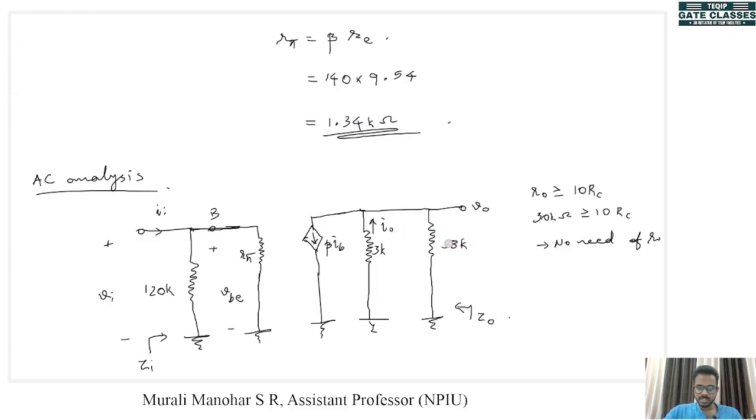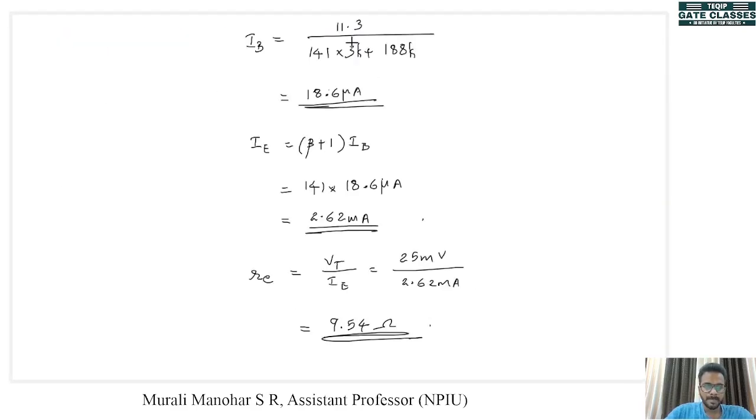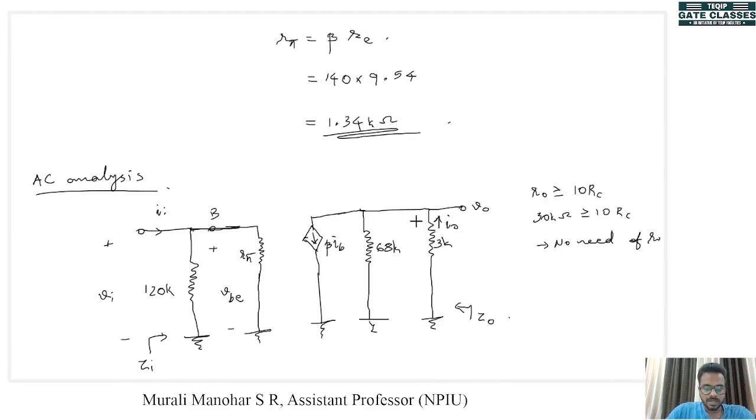I think I should change this for better understanding. So let's put 68K here and 3K here. Okay, so I out is flowing here, and when we look from this side we have Z out. So we have already found RE, that was asked in the question. Next thing is ZI, next parameter. If you look at this figure, it is clear that ZI is 120K parallel R pi.